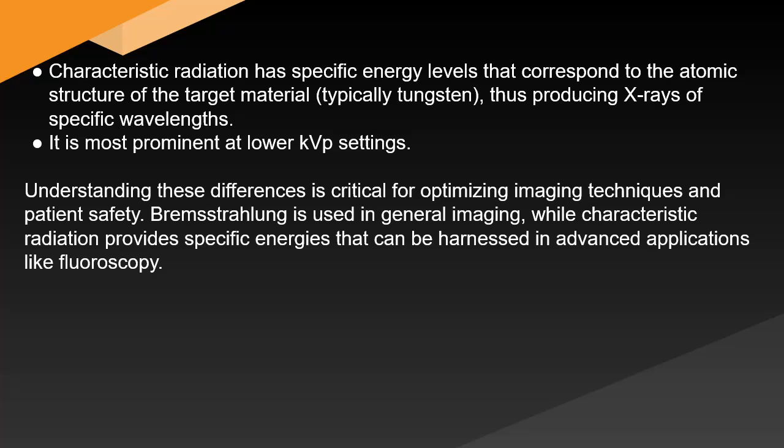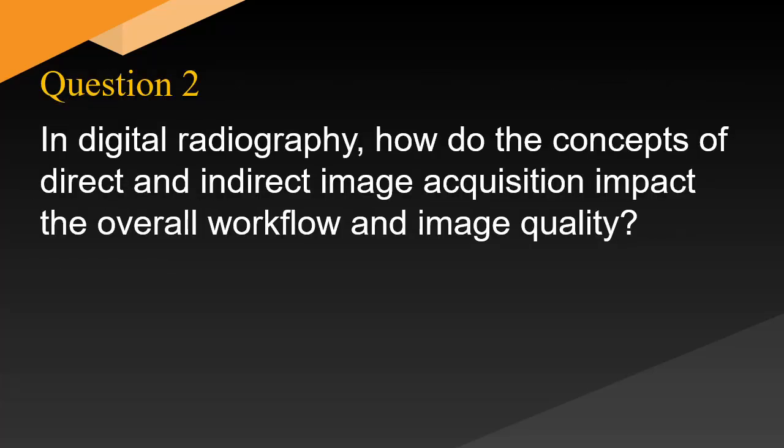Understanding these differences is critical for optimizing imaging techniques and patient safety. Bremsstrahlung is used in general imaging, while characteristic radiation provides specific energies that can be harnessed in advanced applications like fluoroscopy.